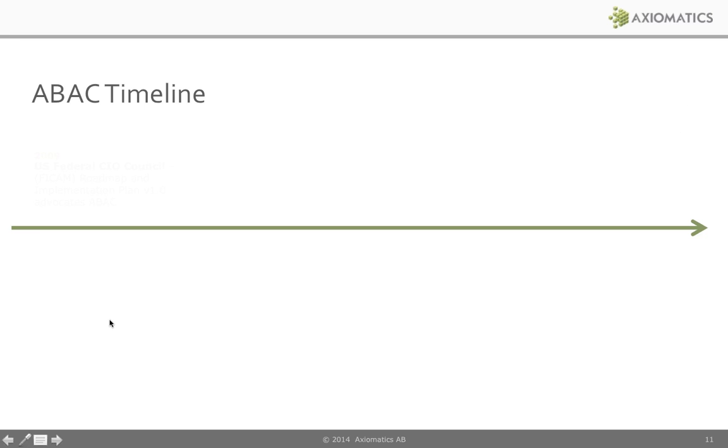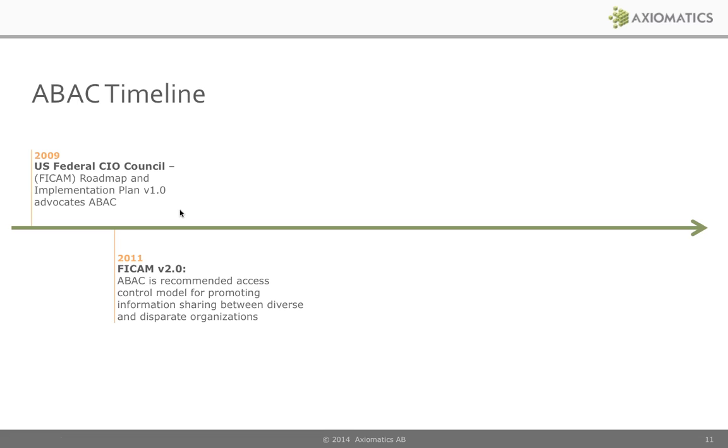Now, a few things along an ABAC timeline coming out of the document. They point back to 2009, when the Federal CIO Council brought out their FICAM roadmap, the Federal Identity, Credential, and Access Management Roadmap. Even in that early stage, it began to advocate the use of ABAC as an authorization model. Then a couple of years later, version 2 of that guidance came out. In this case, there was a stronger recommendation for ABAC as the access control method, especially when sharing between different organizations.